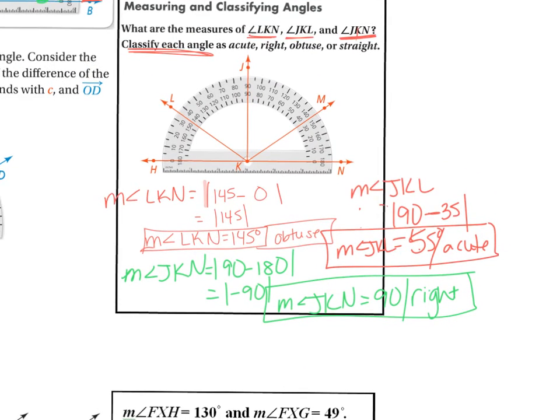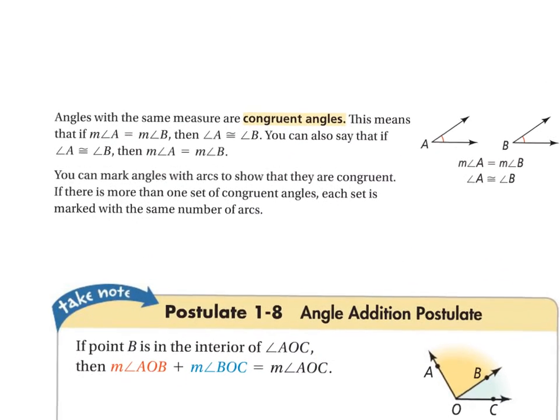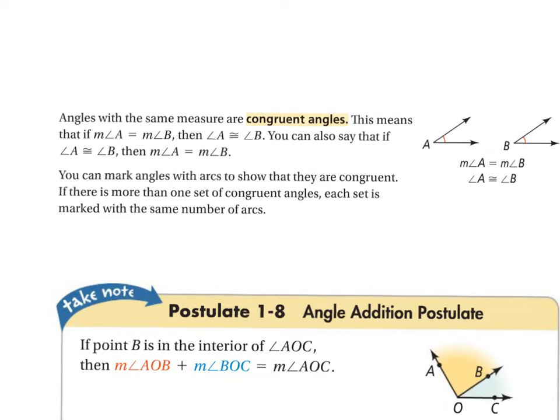Okay, let's go on to the next page. So now you see that word congruent again. You see it a lot in geometry. Congruent, remember, means equal. Their measures are equal. Still is the same symbol, an equal sign with a squiggle on top. So if you see the word congruent angles, think they are equal.